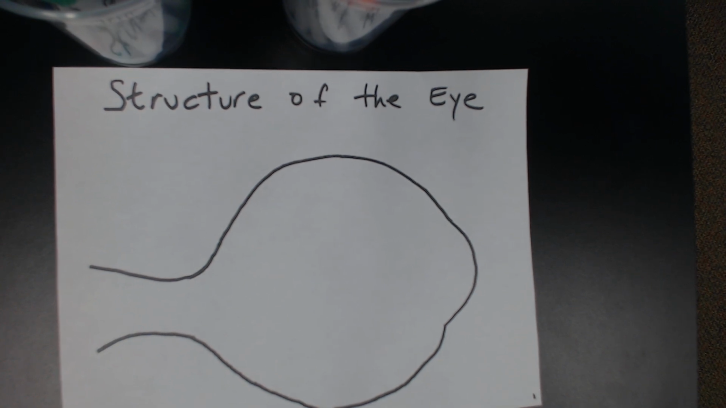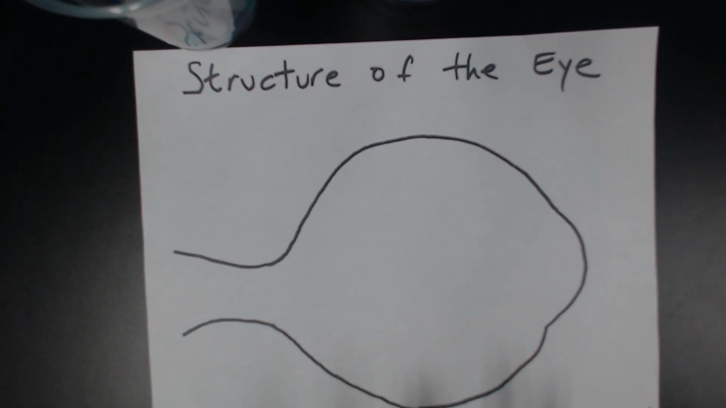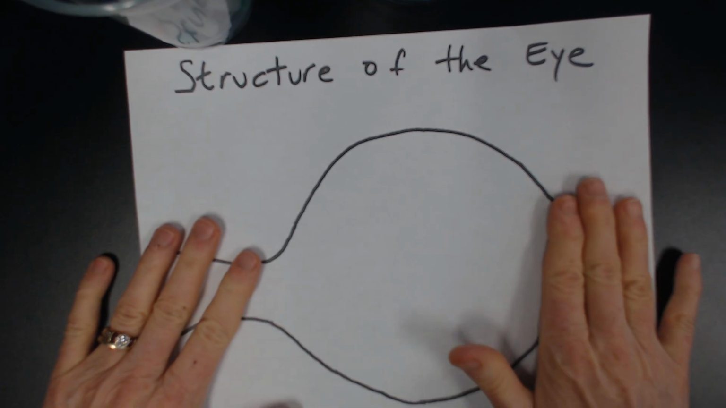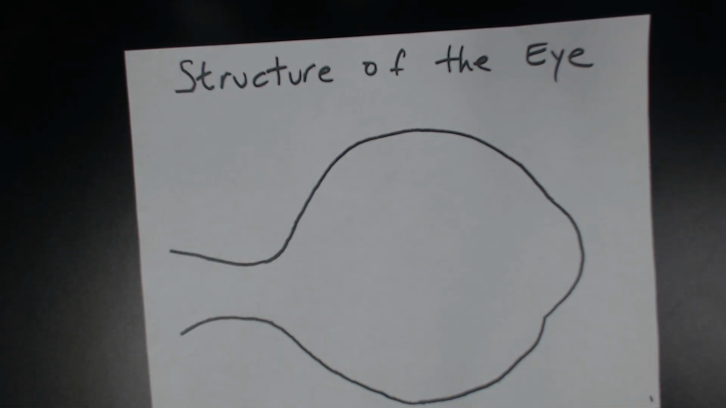Okay, and here is just a sagittal section through the eyeball. Here's the back of the eye, and this is going to be the front of the eye, and we're going to start out talking about the different structures inside the eye, and also starting with the outside.